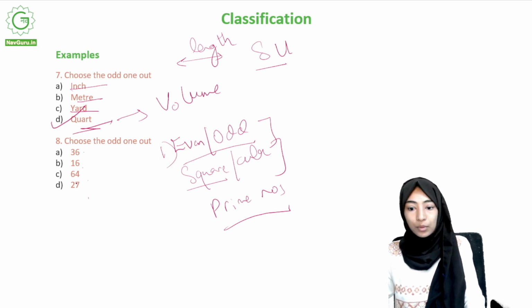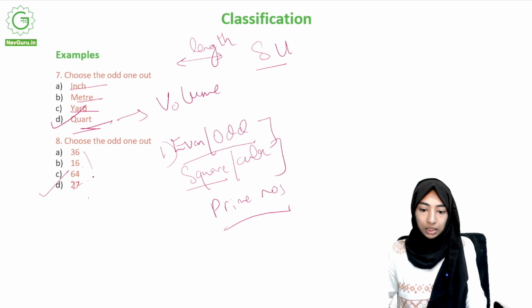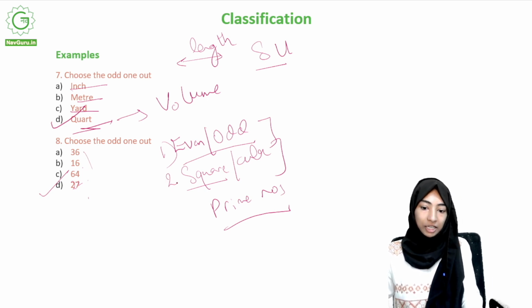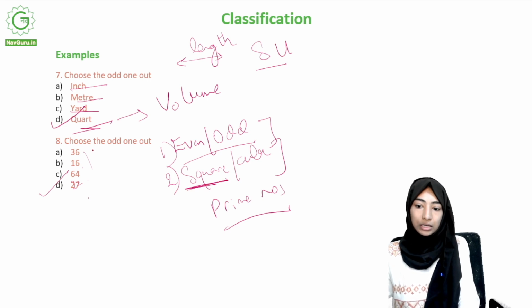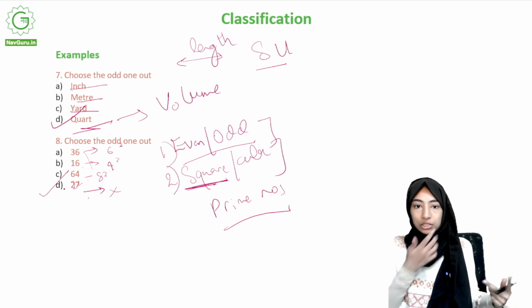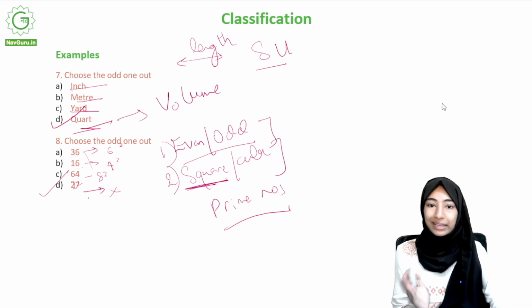Does this work? Yes, it works. We have gotten the answer already, 27, because 27 is the only odd number in this case. The other three will not work. This can also be done using the second method, square. Here, 36 is the square of 6, 16 is the square of 4, 64 is the square of 8, but 27 is not the square of anything, right? So in that way also you get 27. These are just two ways of doing the question. Don't worry, you will get it either way.